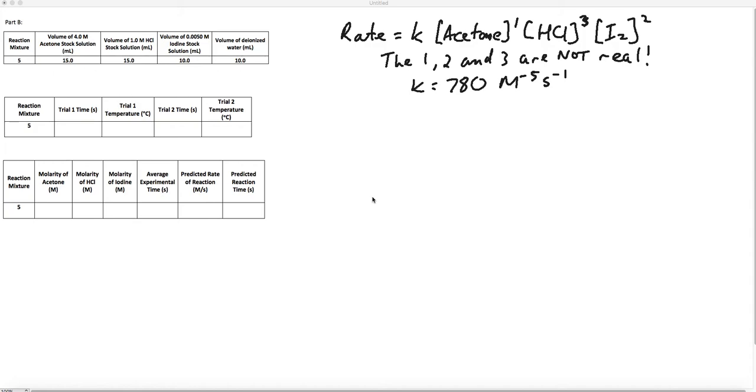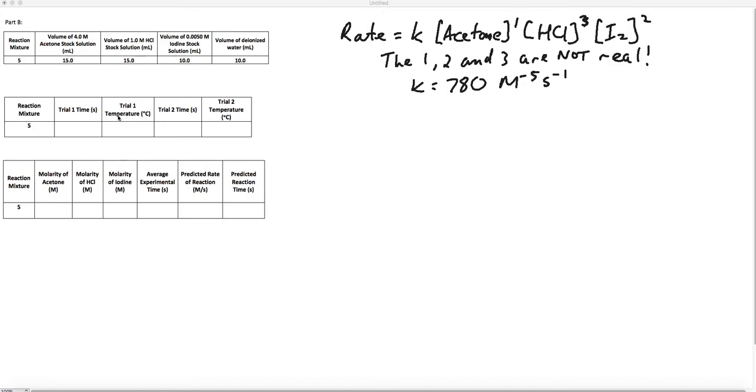So I've got this part B here, and I've got this rate equation that I've come up with, and this is based on the data that I came up with in part A. But I want to point out that 1, 2, and 3 here, these orders, they're not necessarily what you would find. This is just for illustration's sake. So we came up with this k value here of 780 M^-5 s^-1, and I'm going to now go through how you would determine all the information in part B.